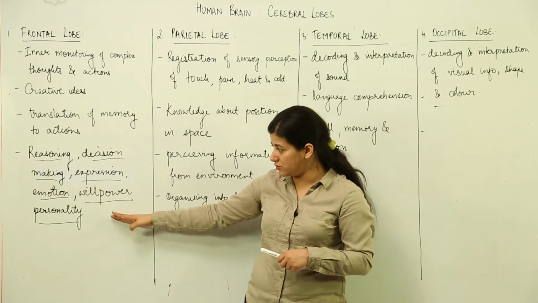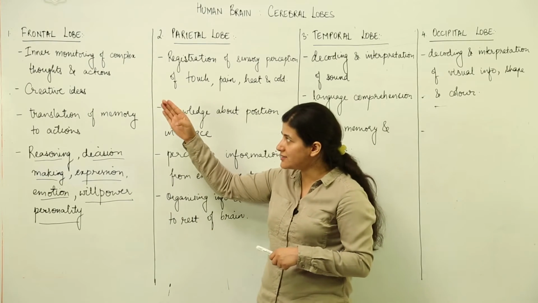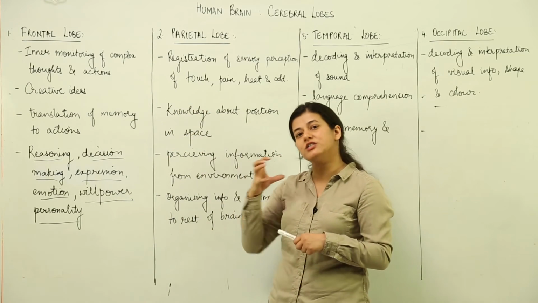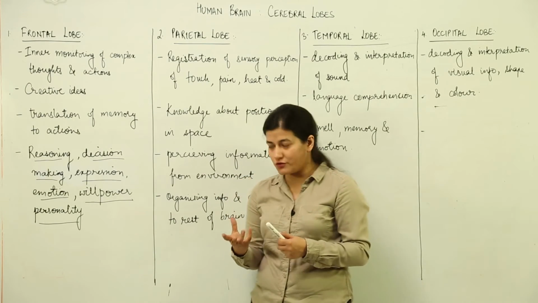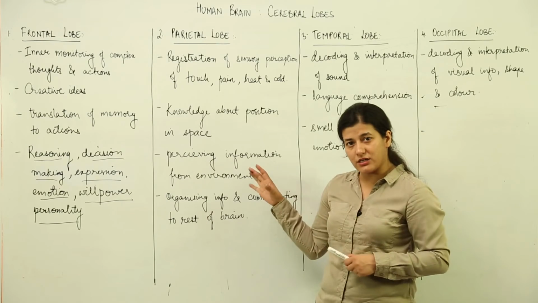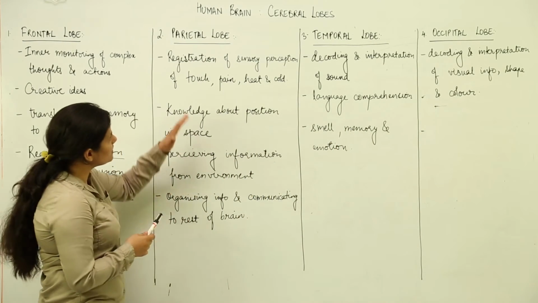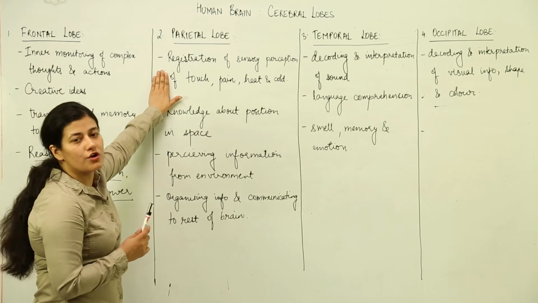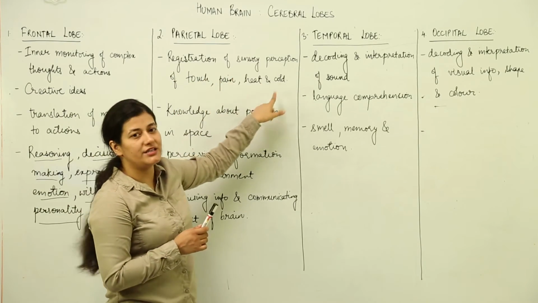Have a look at all these functions and try to cram them by heart, because these are the important functions, and the frontal lobe basically is the think tank of the brain, if we have to call it. Now coming to the parietal lobe, this is important for registration of sensory perception of touch, pain, heat and cold.